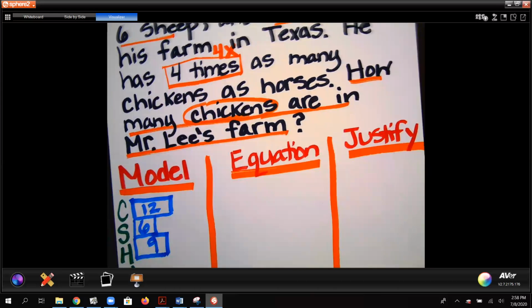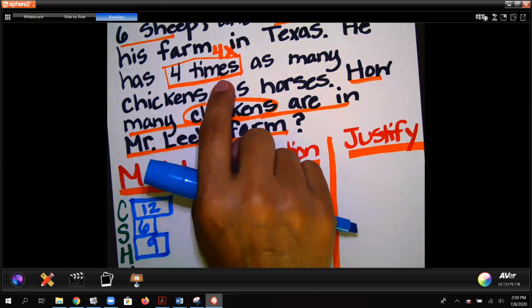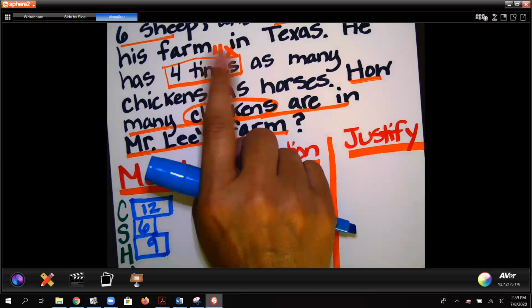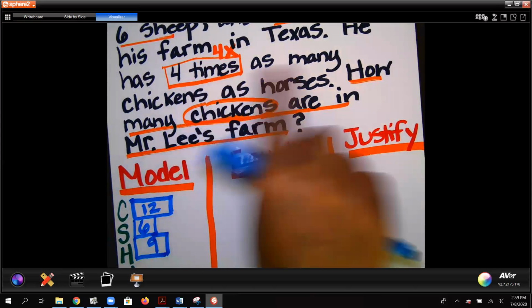And he has 4 times as many chickens as horses. So chickens has to be more because it says he has 4 times as many. If something or someone has 4 times as many as something else, they have more. Their number is greater because it's 4 times as much. It's 1 times, 2 times, 3 times, 4 times. That's a lot. If I have 4 times as many markers as you, I have a lot more.